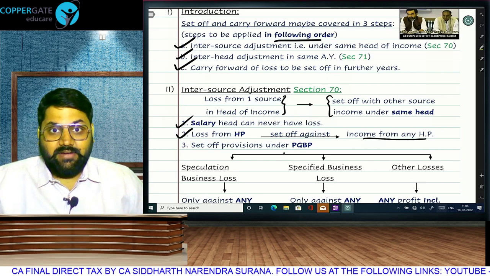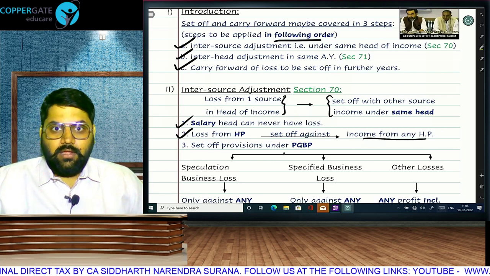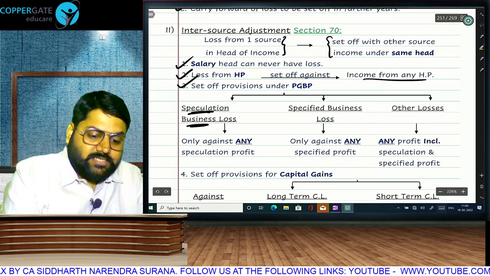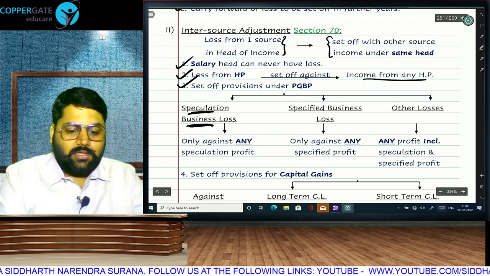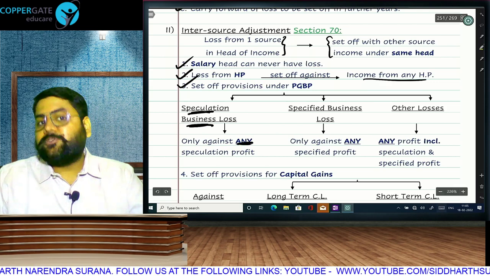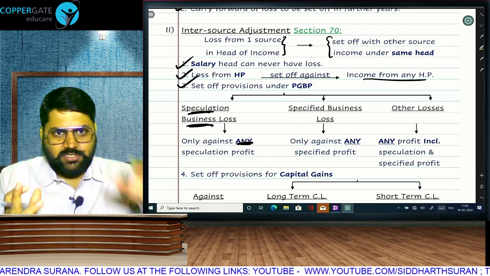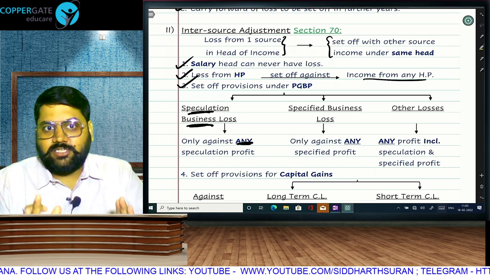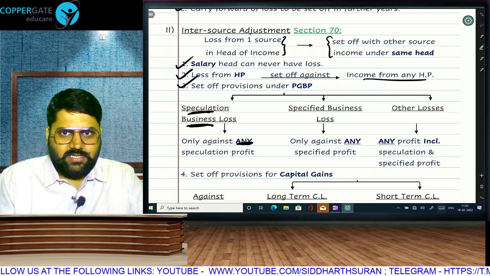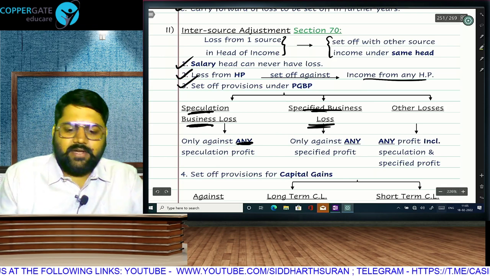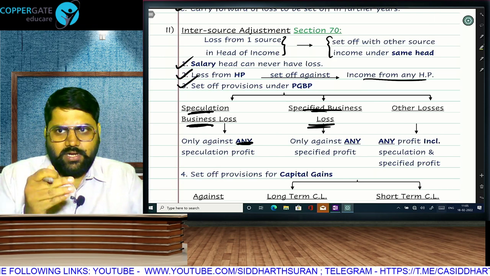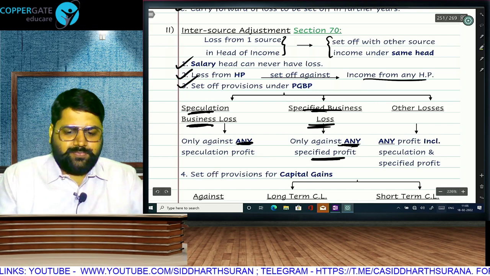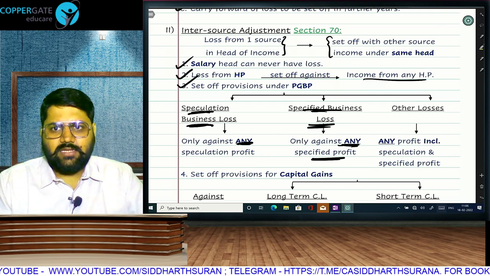Next step, section 71, we will go to inter head. Then PGBP, can we do it? Yes, but speculation business loss like futures and options can be adjusted only against speculation profit. So if I have share trading loss and commodity trading profit, I can adjust, but only against speculation profit. Speculation loss against other business, not any. Specified business, 35AD, 14 specified businesses. Today only, in today's class, we have done that. It can be adjusted only against specified profit, not allowed to be adjusted against other profit.